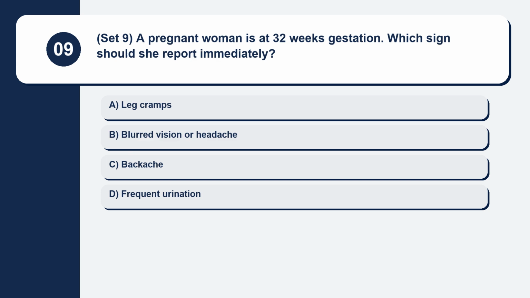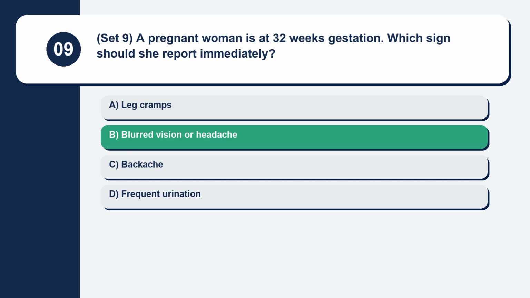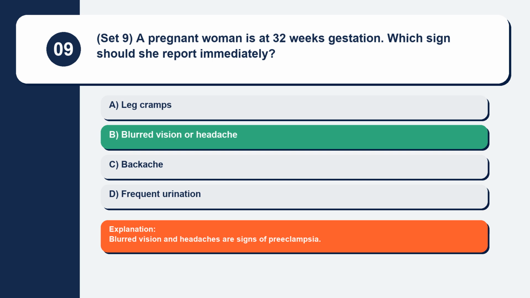Question 9. Set 9. A pregnant woman is at 32 weeks gestation. Which sign should she report immediately? Leg cramps, blurred vision or headache, backache, frequent urination. Blurred vision and headaches are signs of preeclampsia.